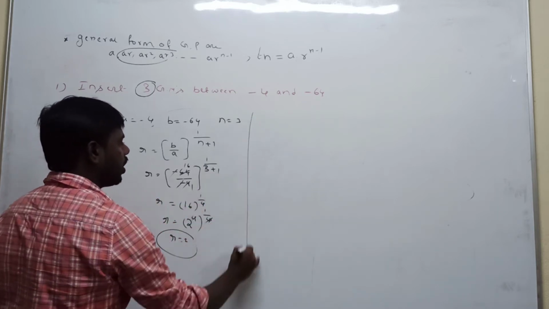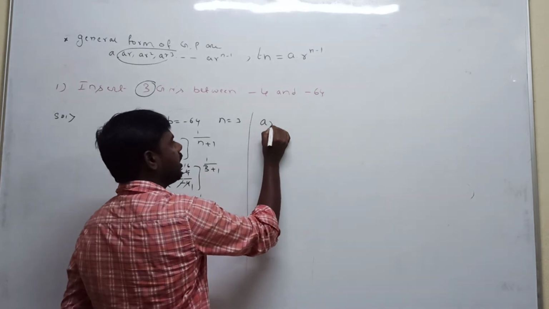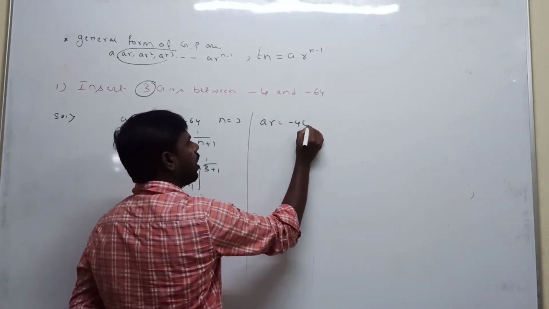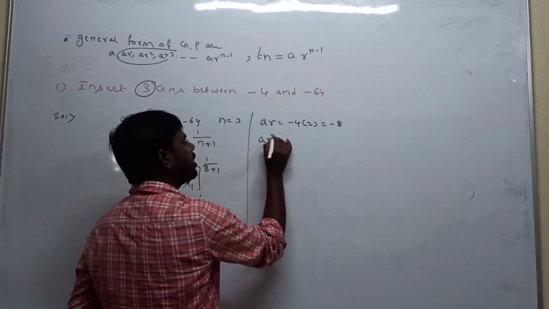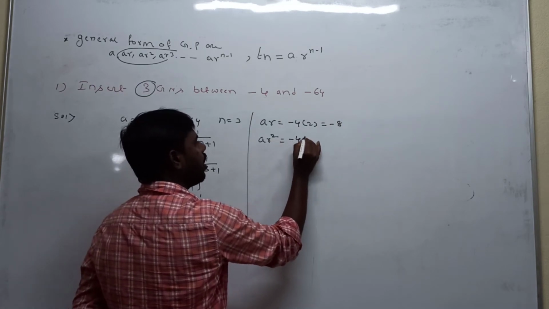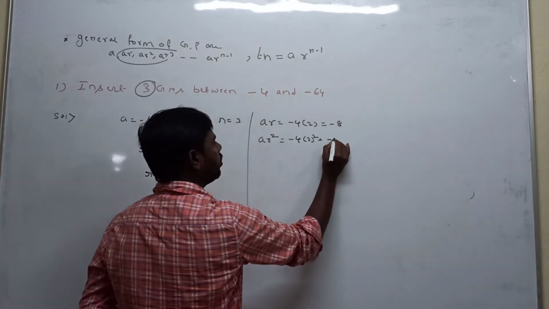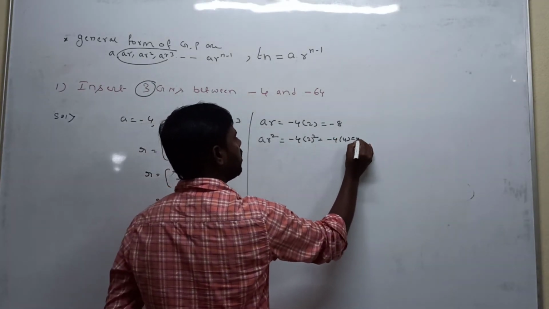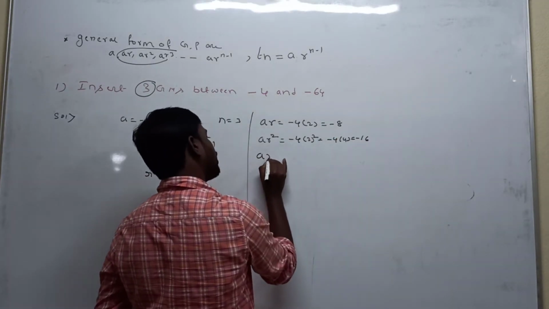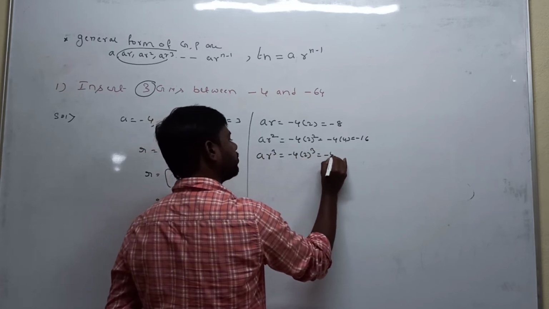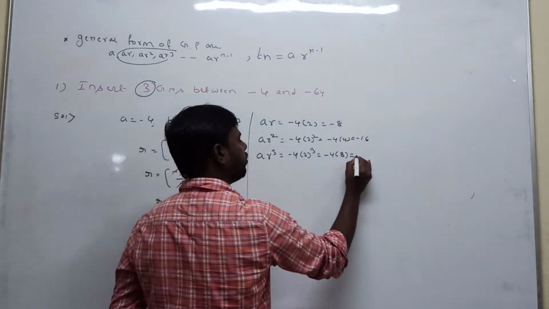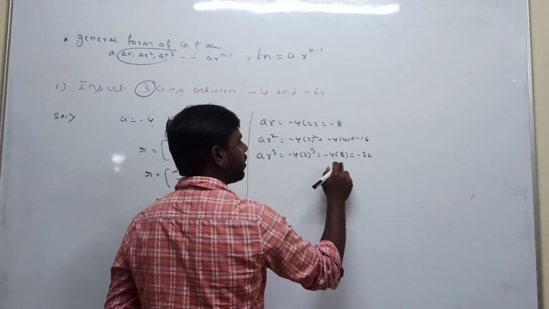Now we are assuming three numbers. One is a r. So a value is minus 4, r value is 2, which is minus 8. Second element we are assuming a r square. A value is minus 4, r value is 2 whole square, which is minus 4 into 4, that is minus 16. A r cube is a value minus 4, r value 2 whole cube, which is minus 4 into 2 cube value 8. Minus 4 into 8 is minus 32.